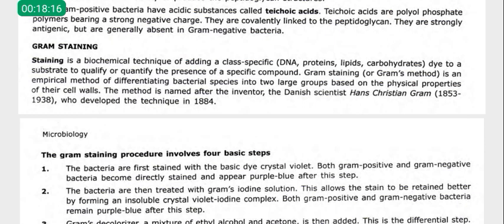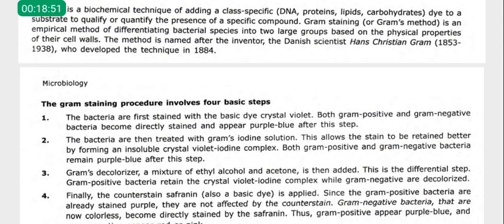Staining is a biochemical technique of adding a class-specific dye to a substrate to qualify or quantify the presence of a specific compound. Gram staining, or Gram's method, is an empirical method of differentiating bacterial species into two large groups based on the physical properties of their cell walls. The method is named after its inventor, the Danish scientist Hans Christian Gram, 1853 to 1938, who developed the technique in 1884.